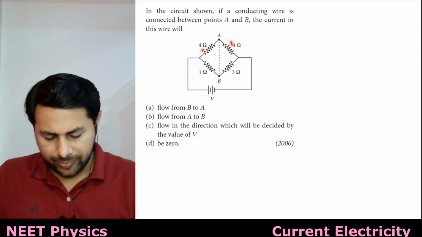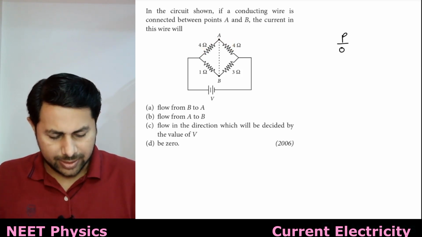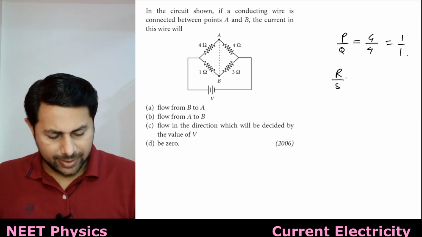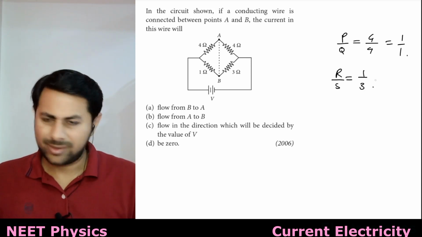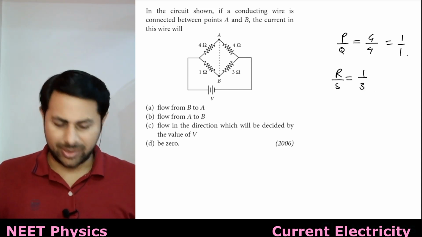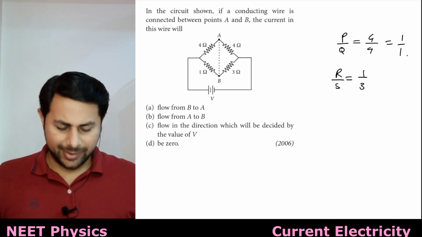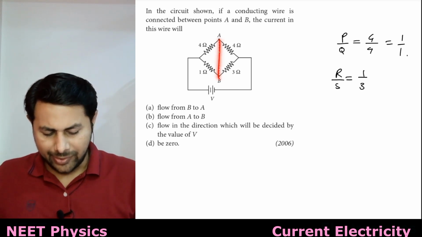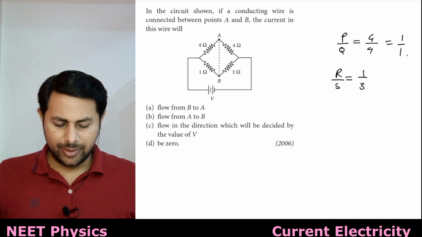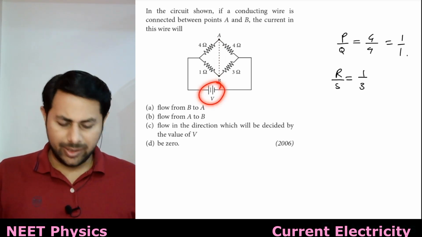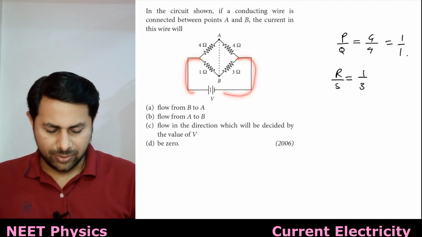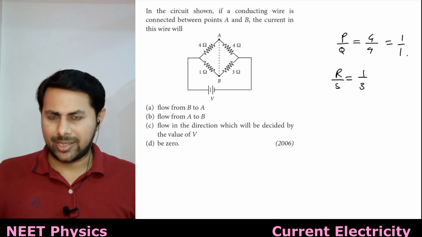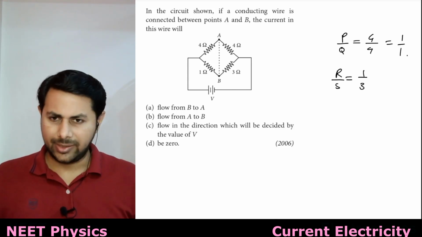P by Q is equal to 4 is to 4, that's 1 is to 1. But R by S is 1 is to 3. So not balanced, so there will be some current. Then the question is whether the current will be from B to A or from A to B. For that, the same potential difference is applied to this branch as well as this branch, so check the current in which branch would be more.